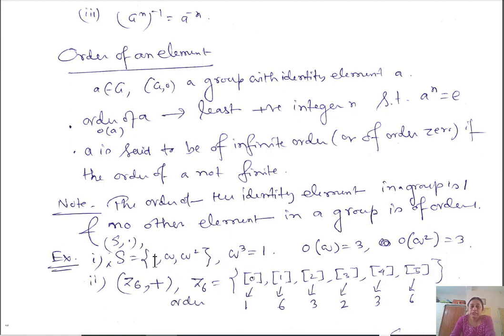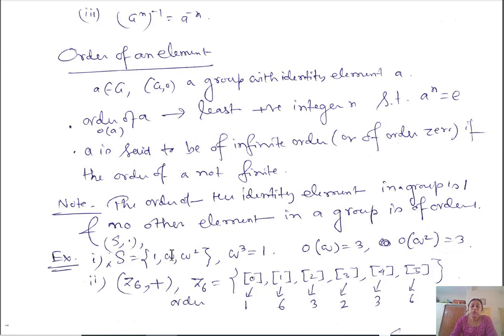Order of 1 is 1. This is the identity element. The order of the identity element is always 1. And what is the order of W? You can check, order of W is 3. And order of omega is 3. And order of omega square is also 3.